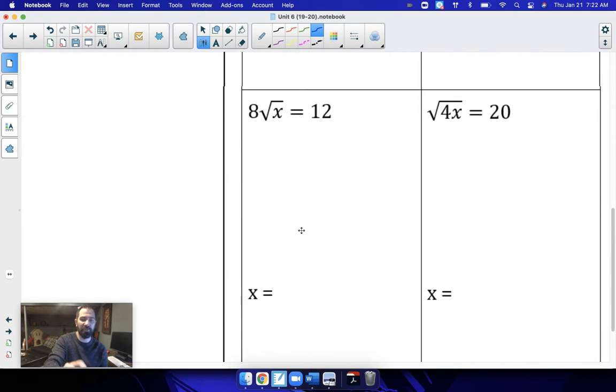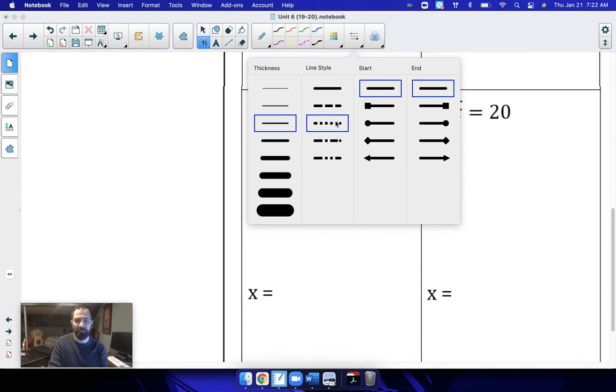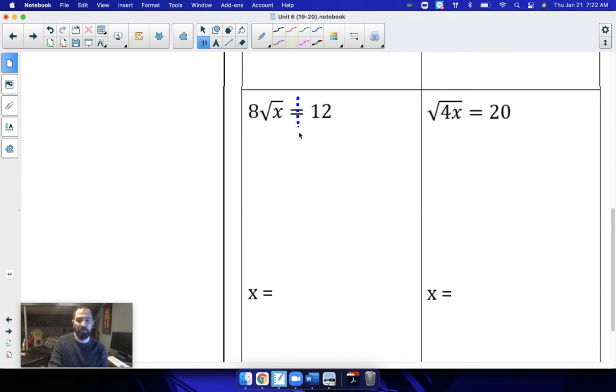Figure out what you're going to do here, and come on back. First step here, getting that variable or the square root by itself. Well, what are we doing first? First thing you're doing here is 8 times the square root of x. So what's the opposite of times? We are going to divide. We're going to divide by 8.